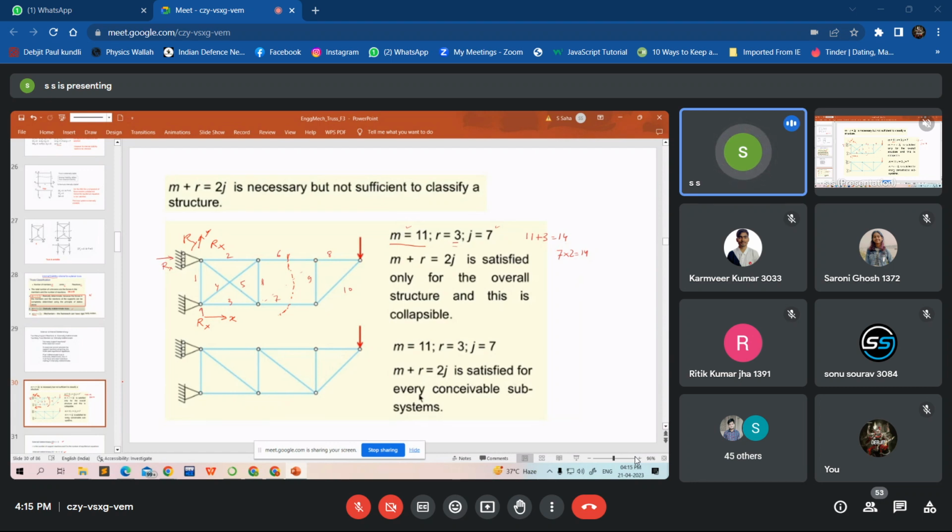So M plus R is equal to 2J. That is necessary but not sufficient to classify the structure. So you must understand what is a necessary and sufficient condition. You must have studied that in your higher secondary mathematics. Necessary means that if the structure is stable, then M plus R equal to 2J is necessarily satisfied, but not vice versa. If it is satisfied, it does not always mean that the structure will be stable.